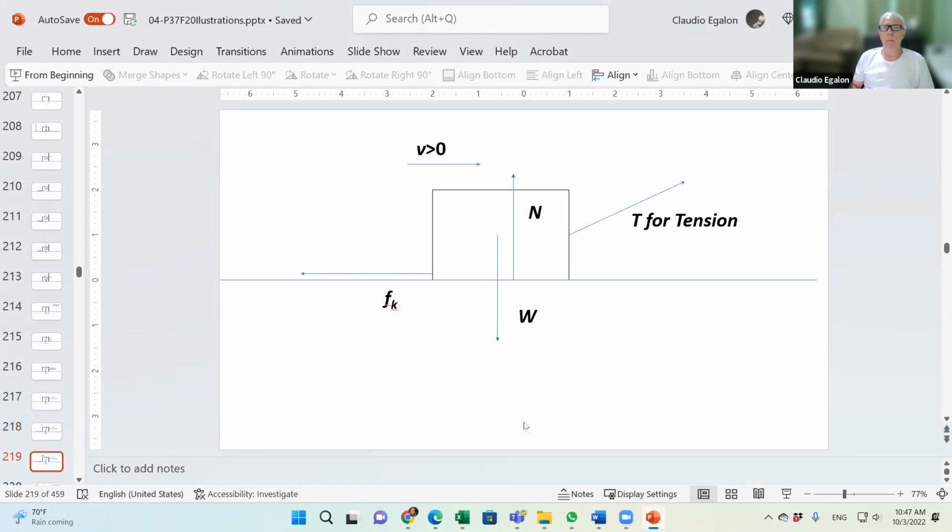Okay. Now we have a different situation here. Suppose now you have this tension being applied to the object, right? Let me, okay, I'm gonna illustrate it better with a string here.